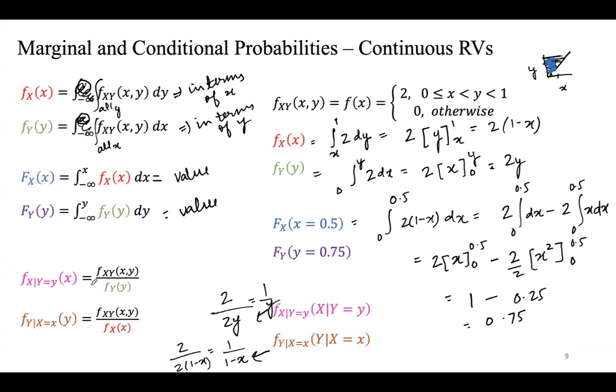So for the pink expression, the denominator is the green one. What was the green thing? It was the marginal distribution in terms of Y, because we are taking all values of X throughout the whole range. This is what we did here, the whole range of X. And that became the denominator, and the numerator was your original expression. So this was 2 here, right? So 2 divided by 2y, that's 1 by y.